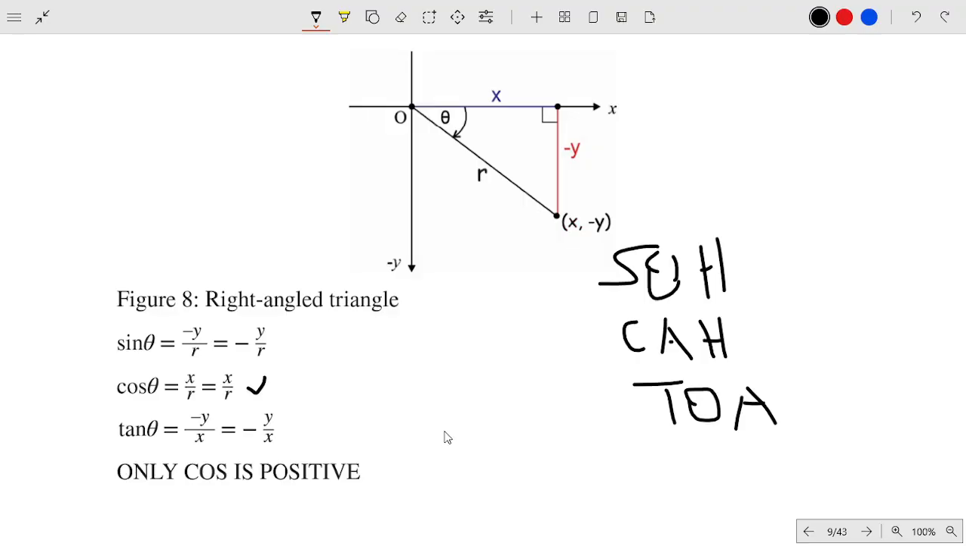So in the first quadrant, we have all the trig ratios being positive. In the second quadrant, only sine being positive. In the third quadrant, we have only tan being positive, and in the fourth quadrant, cos being positive.